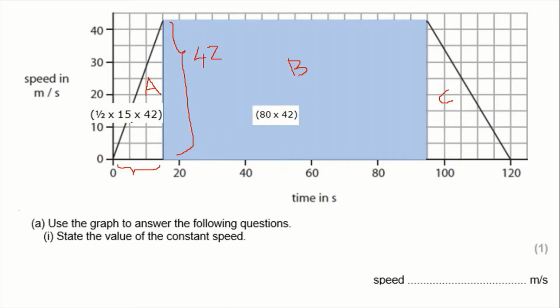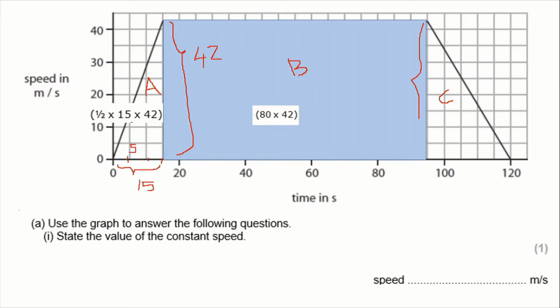And the base of the triangle is 15, because 1 square represents 5 seconds. So how many squares do we have here? 1, 2, 3. So it should be 15. 5 into 3, 15. So then our area is half into 15 into 42. Half into base into height.